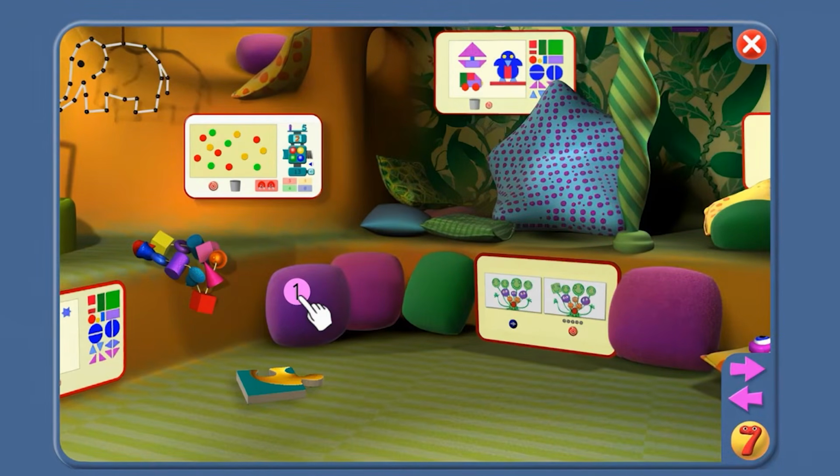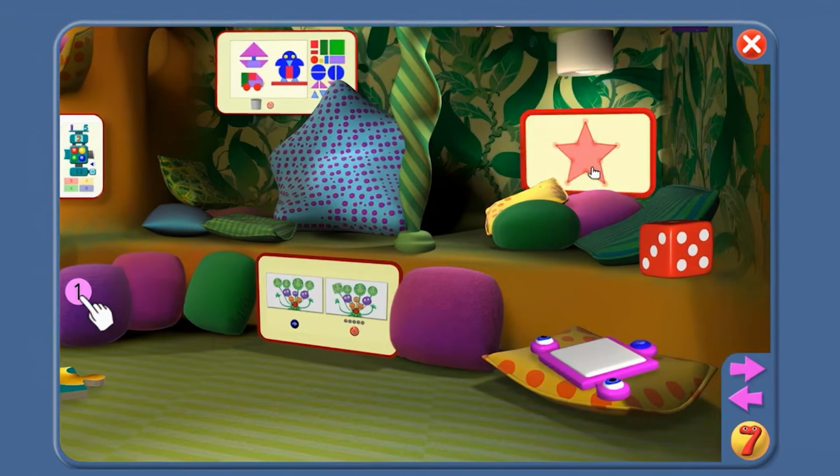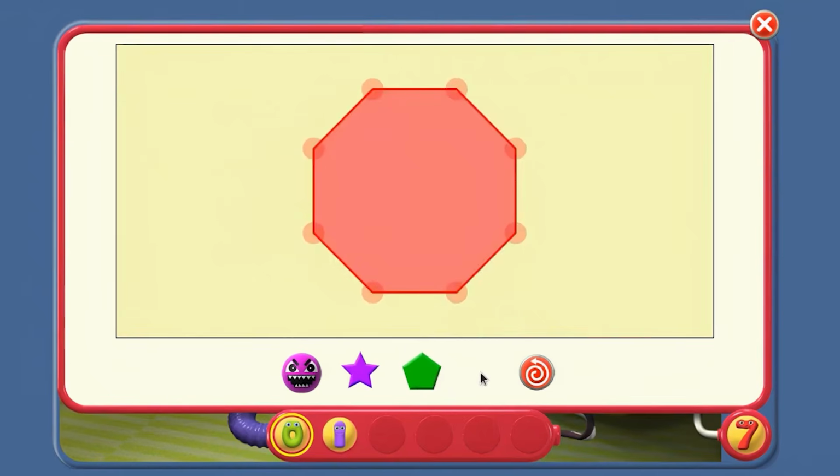Let's have a look at one more machine. The shape maker. The shape maker makes shapes out of straight lines. It makes all the lines the same length, and we've got a nice and regular triangle. Or we can make an octagon from 8 straight lines. Make them all the same length. A regular octagon.